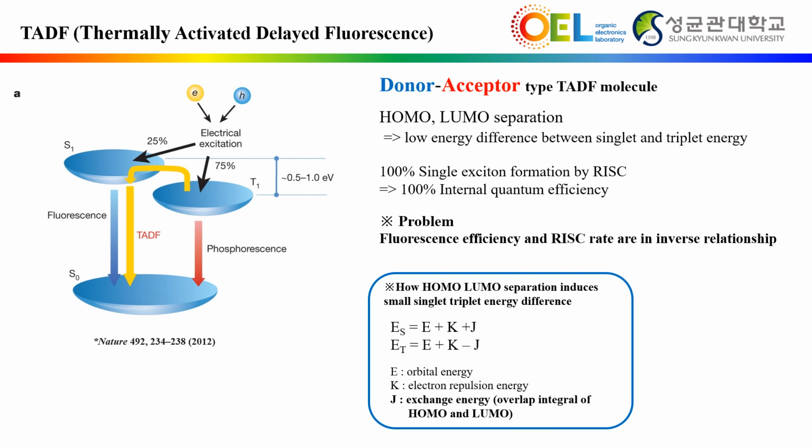TADF molecules have a molecular structure with spatial separation of HOMO and LUMO, as a donor-acceptor type. When HOMO and LUMO are spatially separated, the energy difference between singlet and triplet becomes small. When the energy difference is usually less than 1 electron volt, triplet upconversion, or RISC, is possible with room temperature heat.